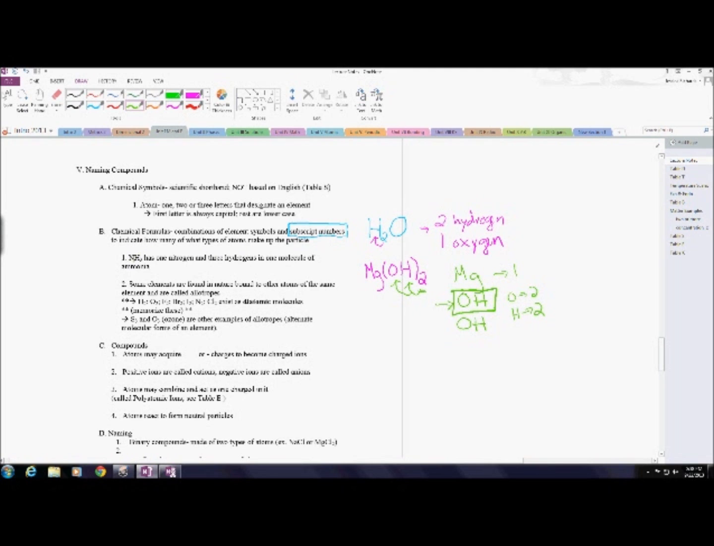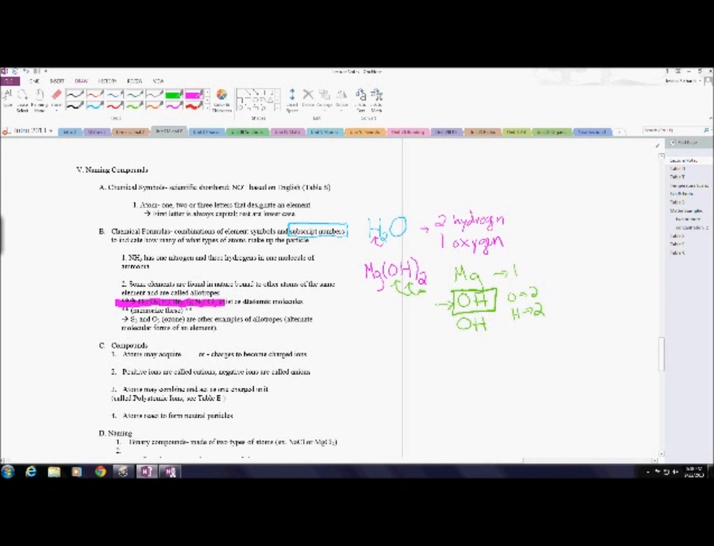And the example here in your notes uses ammonia. 1 nitrogen and 3 hydrogens make up 1 molecule of ammonia. Ammonia happens to be a common name for NH3. There's only going to be a few compounds that you really need to know the common names of. Water would be one. Ammonia is another one. This is important here, and there's stars next to it because I want you to memorize these.